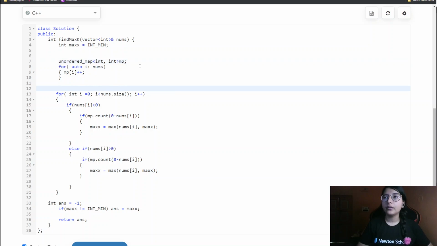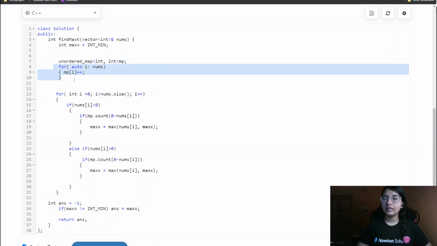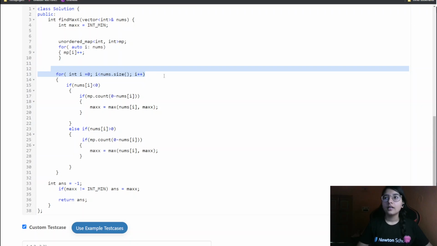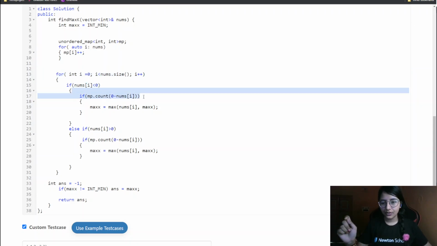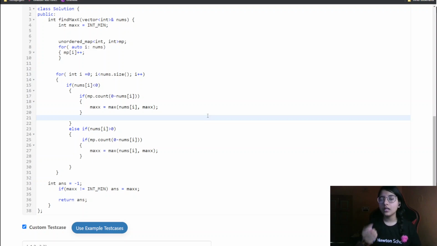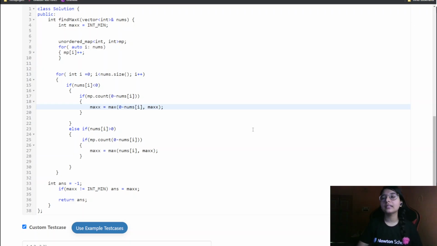So now, the first thing we are doing here is directly filling up the unordered map, and then we are traversing it. If it is less than 0, then we are required to check 0 minus nums[i]. Basically for both of them we require the same check, but the only condition is whether it is greater or lesser. When it is greater, we can directly check for nums[0]. But if it is less than 0, then at this point we will be checking for 0 minus nums[i].